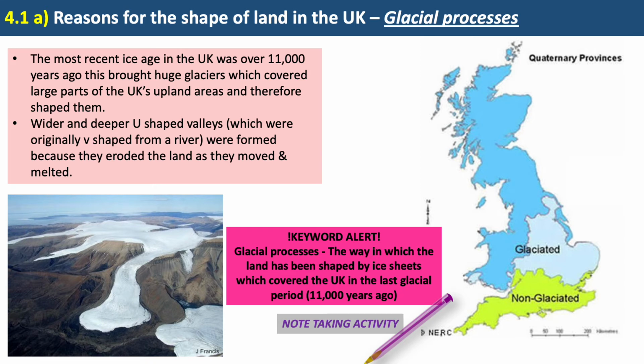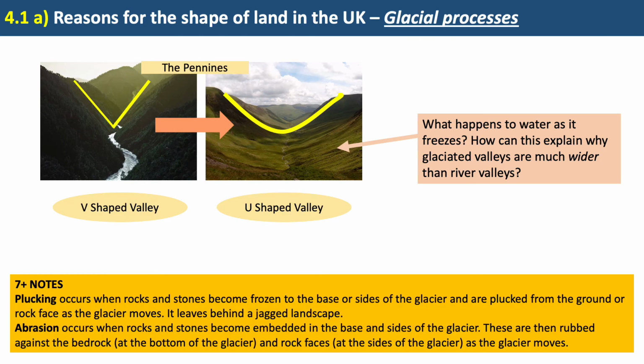On the right hand side, we have a map showing the areas of the UK that were heavily glaciated in the slightly darker blue, slightly glaciated in the light blue, and the non-glaciated parts in the green. Glaciers have created some very dramatic shapes, as I've said, and I've asked you a question.